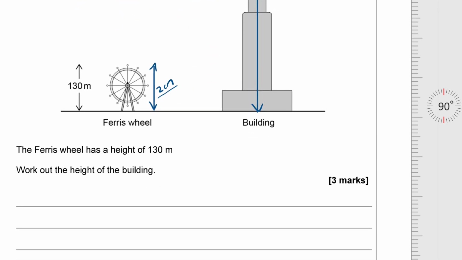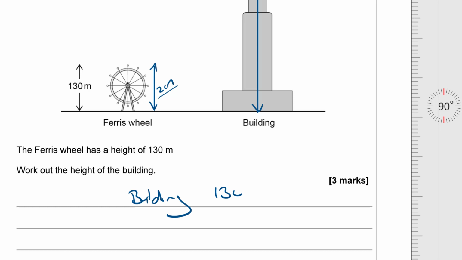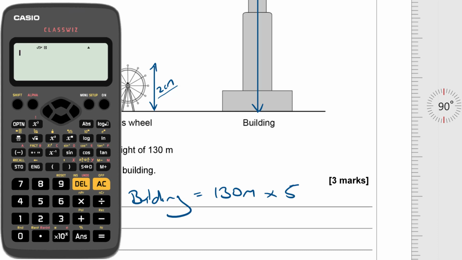Now we're told that the Ferris wheel is 130, so then the height of the building is going to be the height of the Ferris wheel, which is 130 meters, times a scale factor of 5. So tapping that into my calculator, I should get 130 times 5, 650 meters tall. Oops.